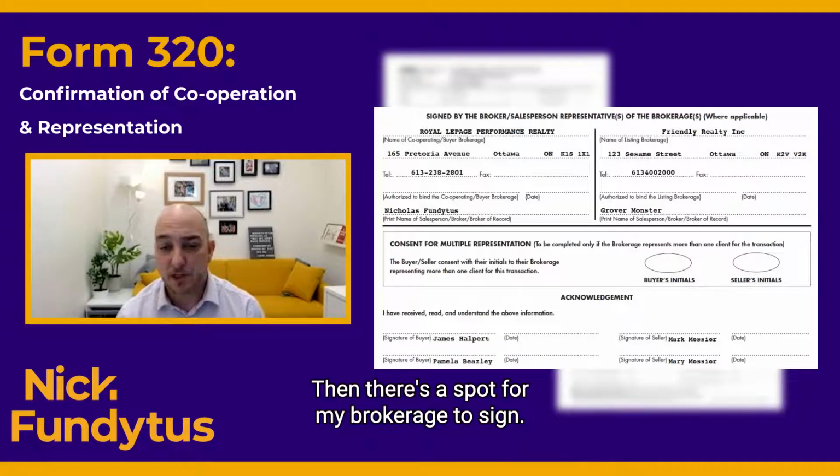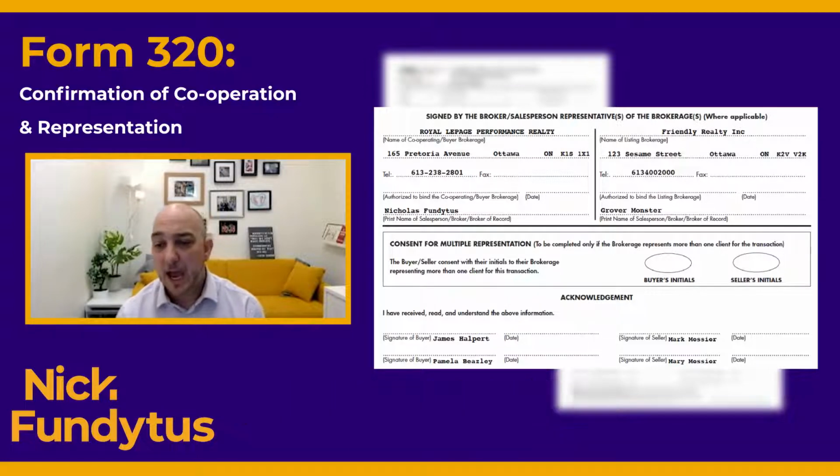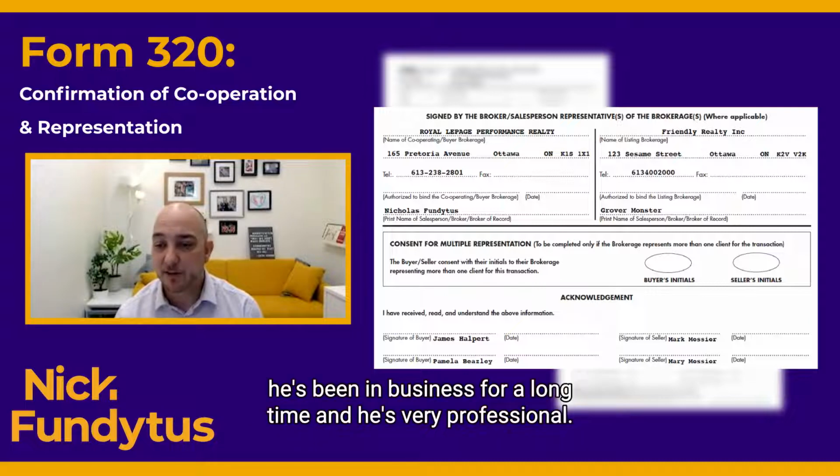Then there's a spot for my brokerage to sign. So Royal LePage Performance Realty, and I sign to bind the brokerage to that. And then the listing brokerage in this case is Friendly Real Estate, and Grover Monster is the listing agent. He's a great guy to work with. He's been in the business for a long time, and he's very professional.